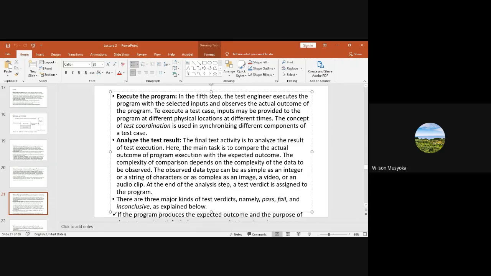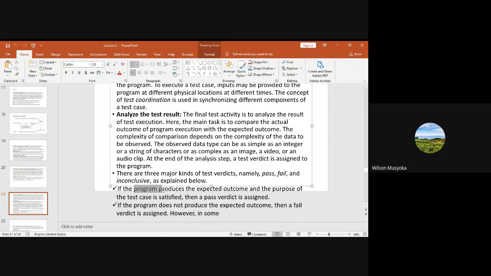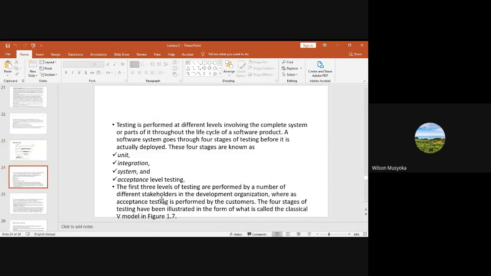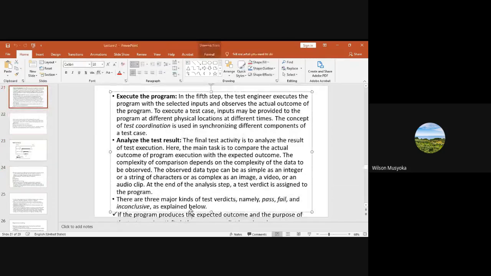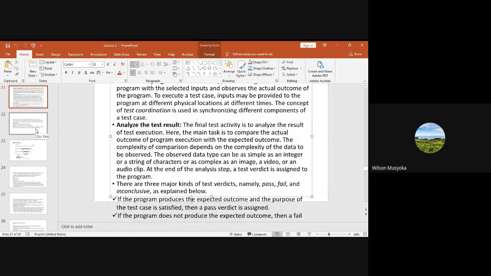When we are talking about a pass, it is whereby the program produces the expected outcome and the purpose of the test case is satisfied. So that is a pass verdict. Or the program does not produce the expected outcome, then a fail verdict is assigned. However, in some test cases, we can have some results which are inconclusive. So it is very likely that you will get some inconclusive results.